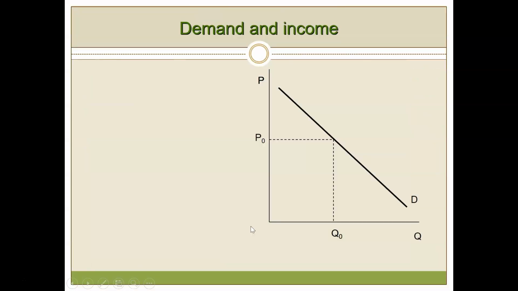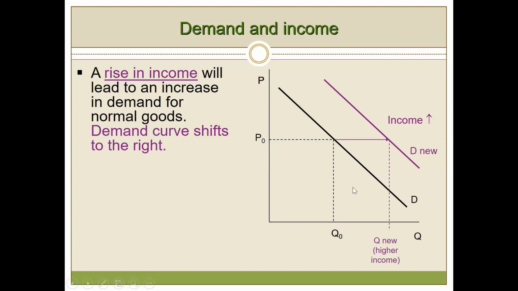Demand and income. Let's have a look at the relationship between demand and income. Income is one of the most important determinants of demand. As before, this is our demand curve, price along the vertical axis, quantity along the horizontal axis. Our original demand curve D, we are initially located at this point on the demand curve when price is P0 and quantity is Q0. When income goes up, our demand curve will shift towards this new purple line.